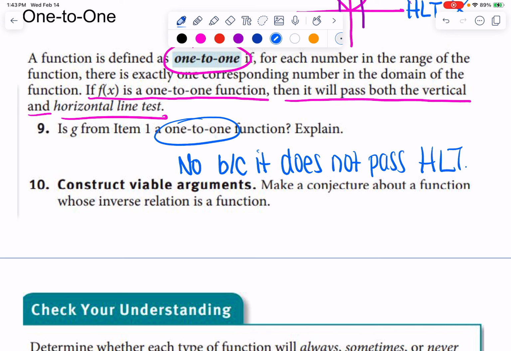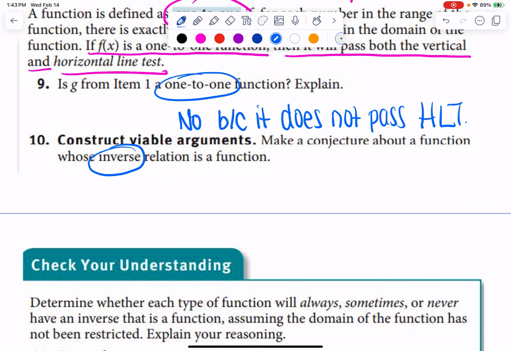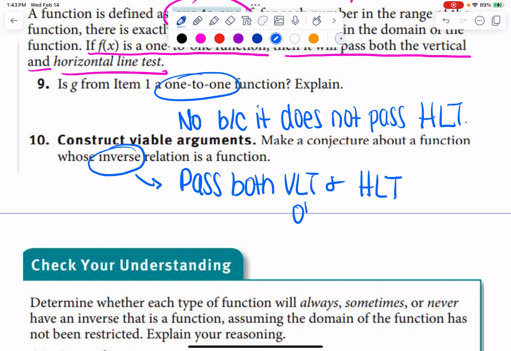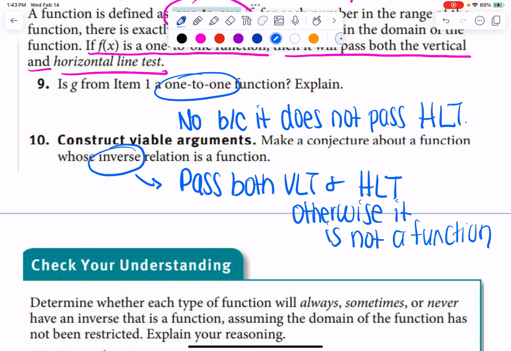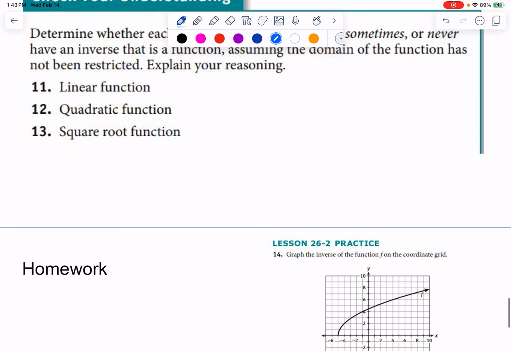Okay, then it says make a conjecture about the function whose inverse relation is a function. Inverse relation just means basically switching those two. So in order for an inverse relation to be a function, it has to pass both the vertical line test and the horizontal line test. Otherwise, it is not a function. So that's what will be happening. We're just going to basically practice this using both vertical and horizontal line tests.